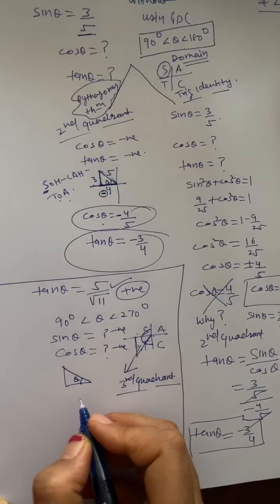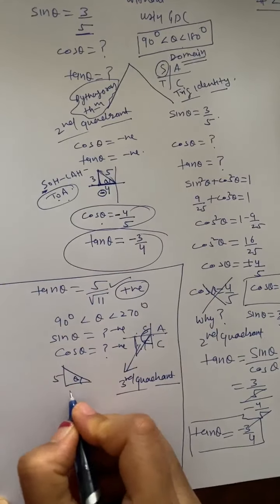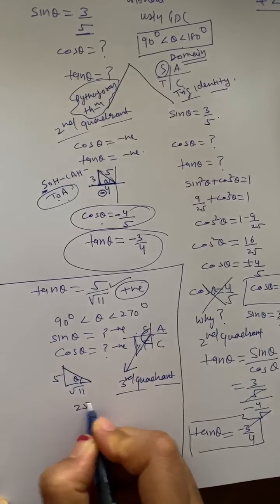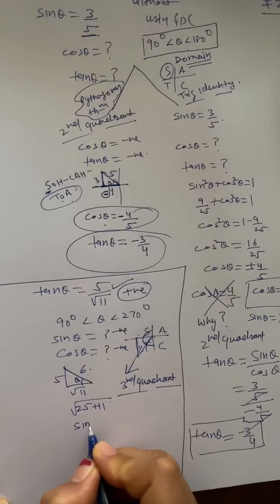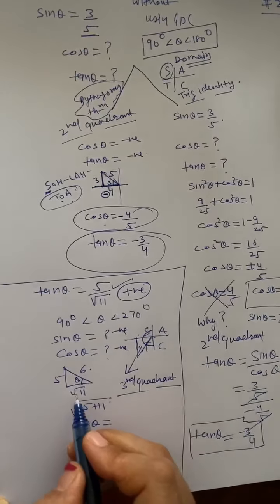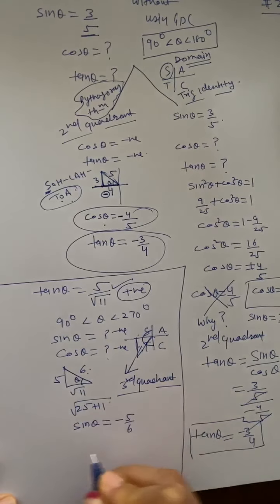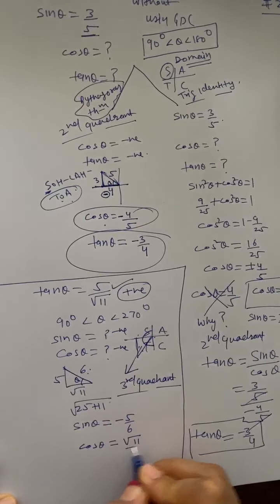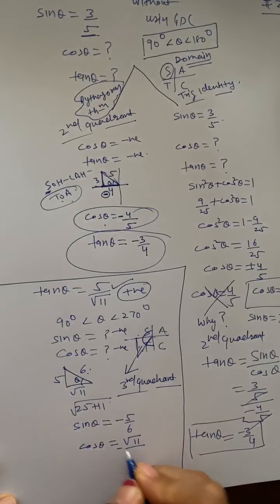So here, if it's theta, we know TOA is opposite over adjacent, so this is 5, this is square root of 11, and to find this one using Pythagoras theorem, this is 25 plus 11, so that is going to be 6. So sine theta is opposite over hypotenuse, so that will be negative 5 over 6, and then cos theta is going to be adjacent over hypotenuse, so that's again negative square root of 11 over 6.